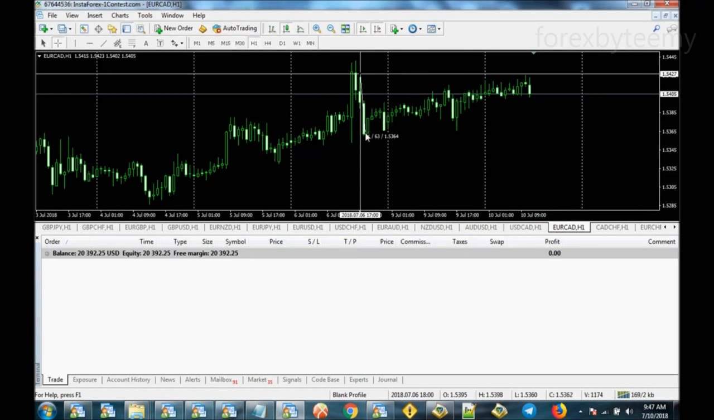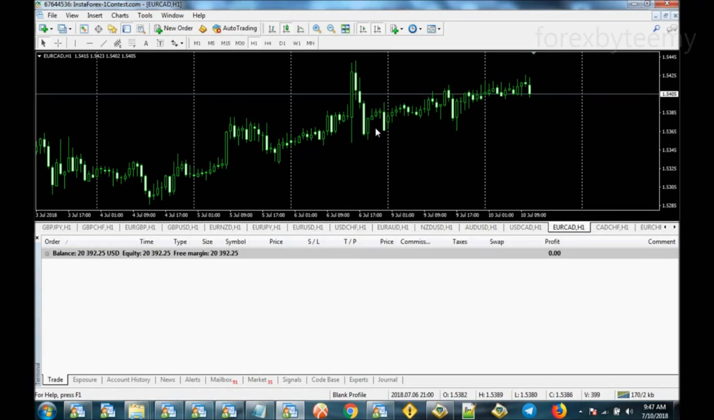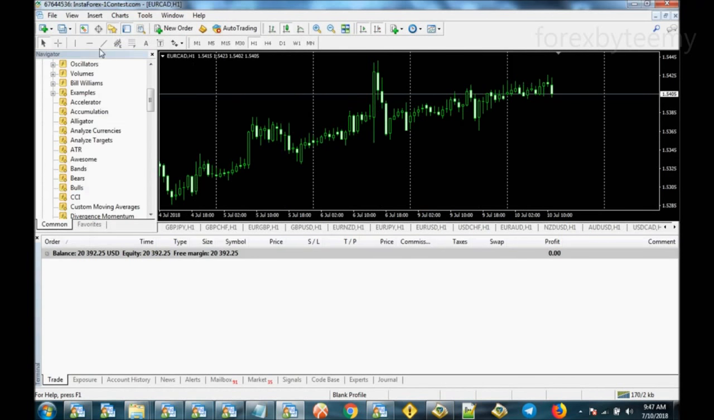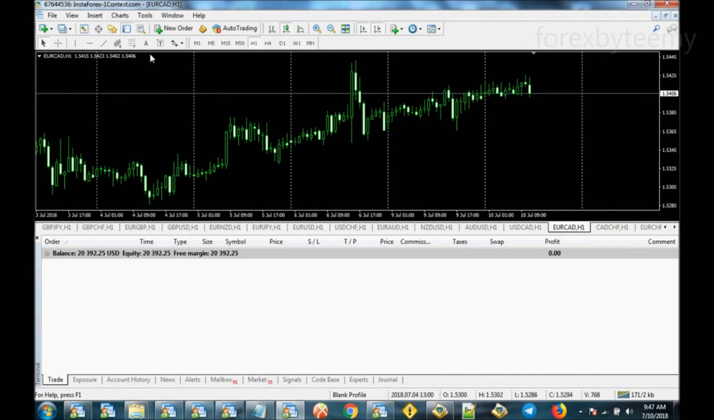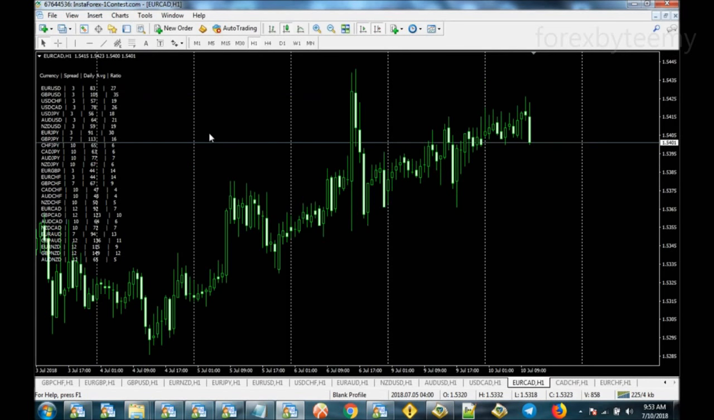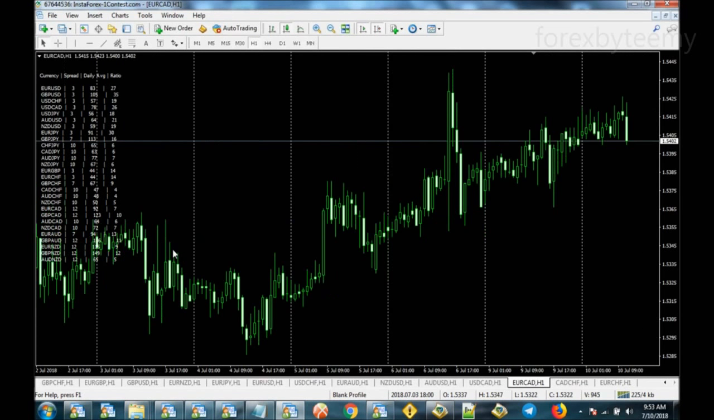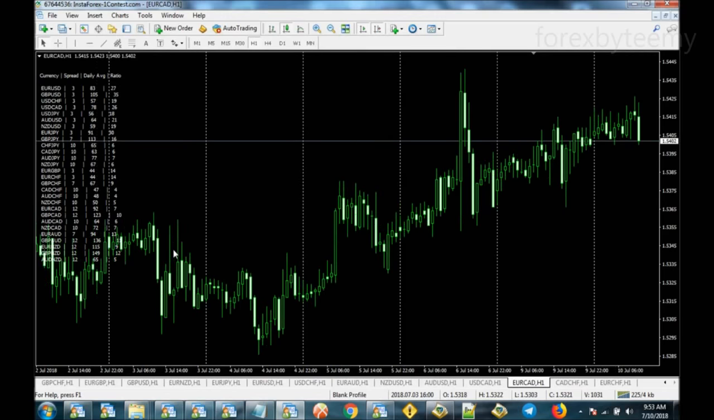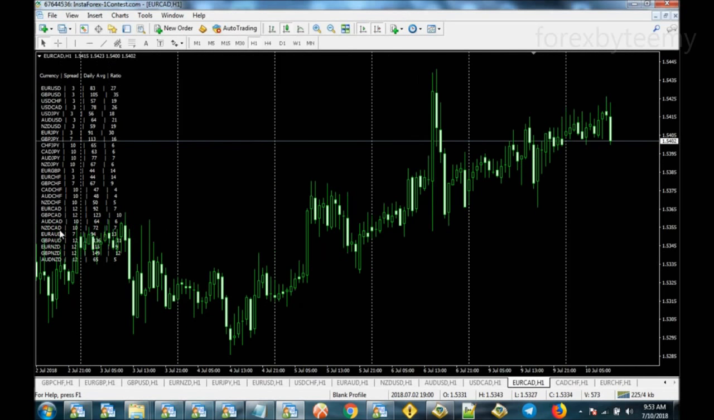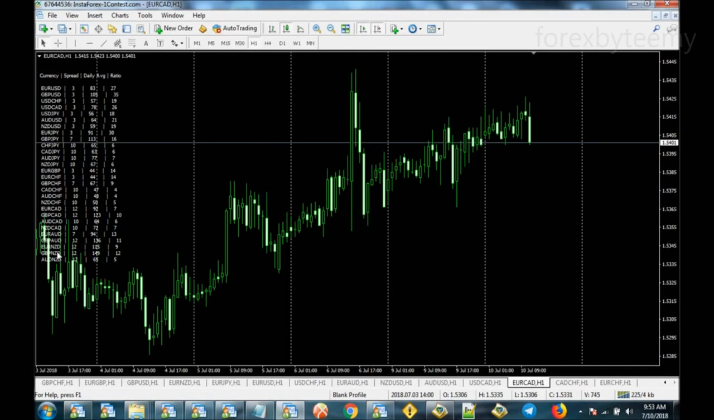Another factor that can change this is that these currencies have different trading ranges from one another. So this tool analyzes currencies and will give us the average daily range for each of them. So we have EUR/CAD. Where are you? Somewhere.